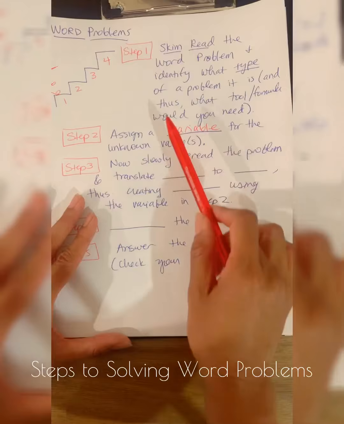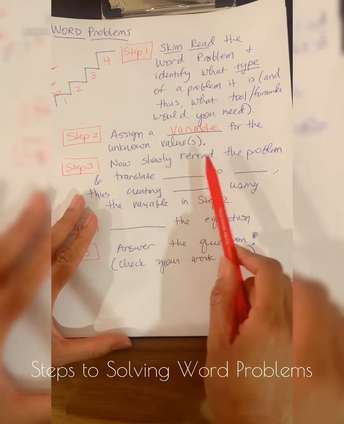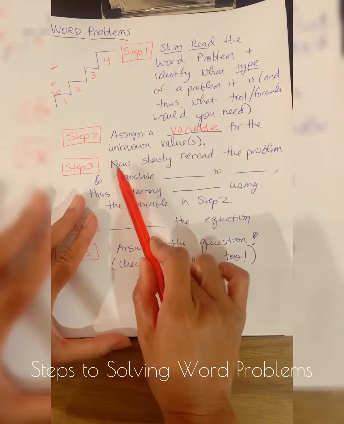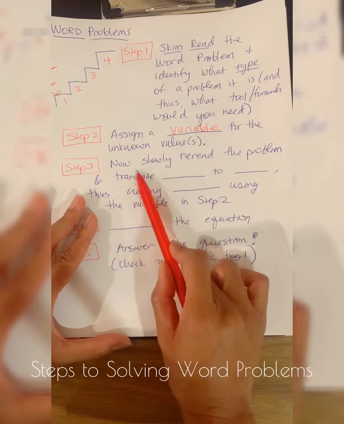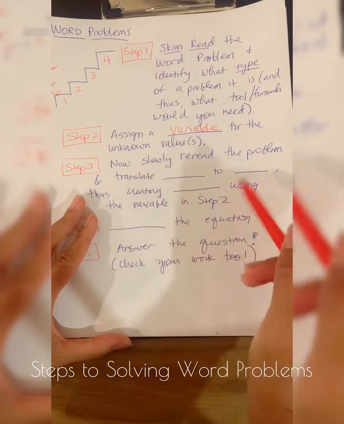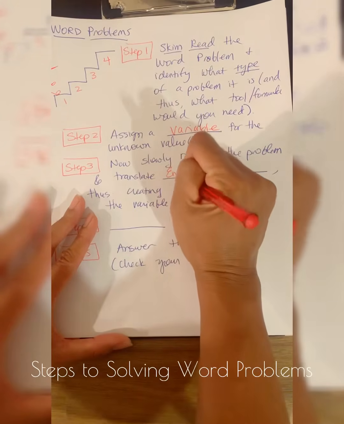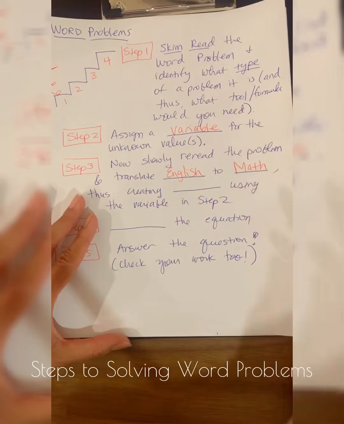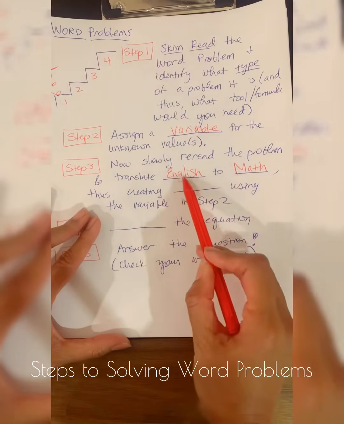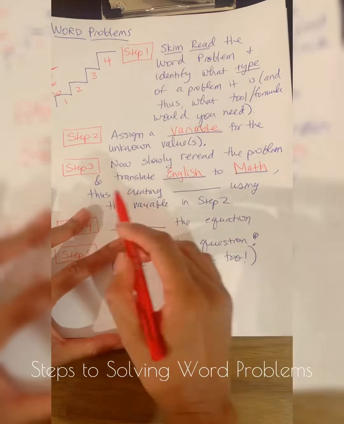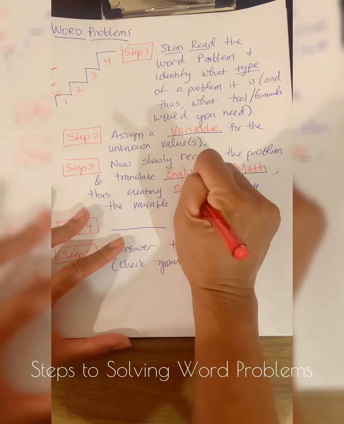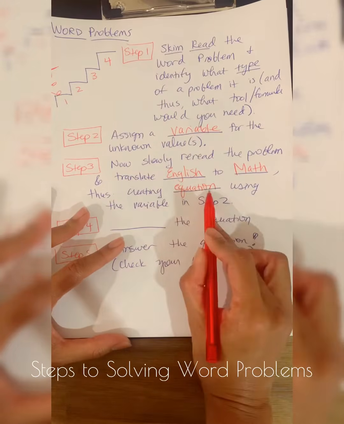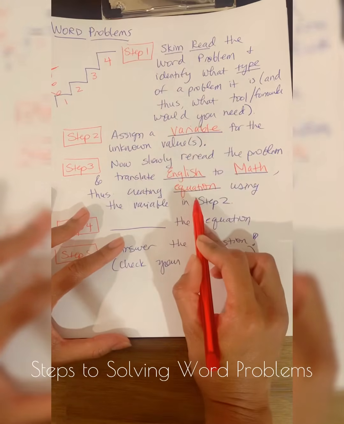Now the third step is, after you have the variable, you're going to slowly reread the problem, as opposed to step 1, where you're just skim reading it. In step 3, you're going to go through it painfully slow. You're going to read it, pay attention to the numbers, reread the problem, and translate the English words into mathematics. So you become a translator between 2 languages. When you translate English to math, what's going to result is that you create an equation, using the variable from step 2. You're going to create an equation with that unknown variable in it.